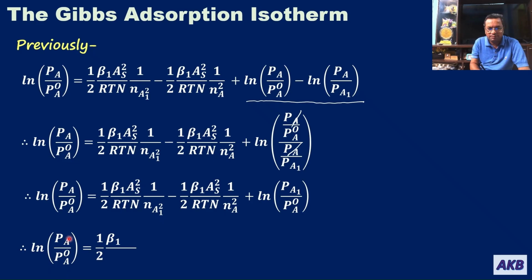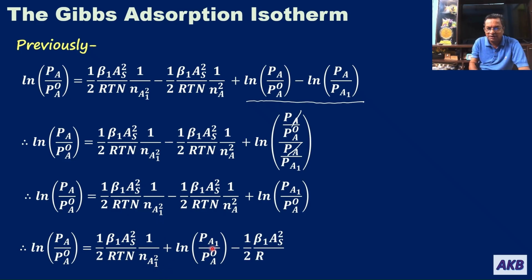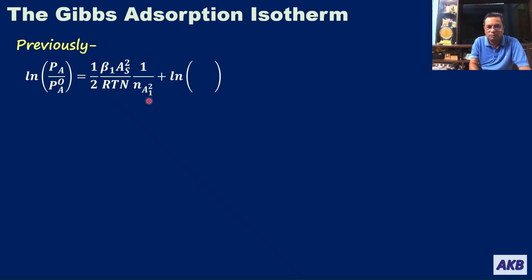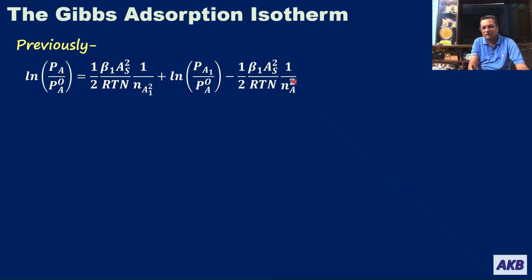So that is ln of PA upon PA naught is equal to 1 by 2 beta 1 A square upon RTN into 1 upon NA1 square plus ln of PA1 upon PA naught minus 1 by 2 beta 1 into A square upon RTN into 1 upon NA square. Let us continue with this equation. So previously we got ln of PA upon PA naught is equal to 1 by 2 beta 1 A square upon RTN into 1 upon NA1 square plus ln of PA1 upon PA naught minus 1 by 2 beta 1 A square upon RTN into 1 upon NA square.